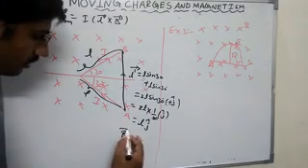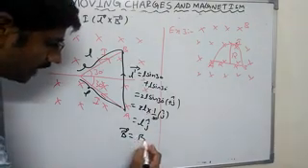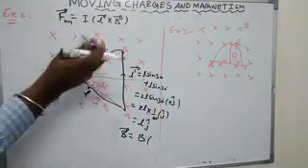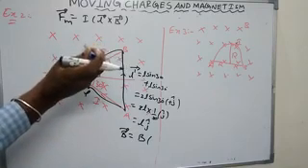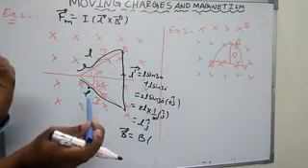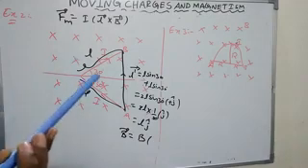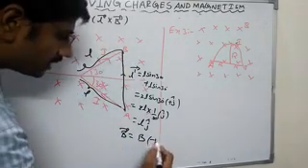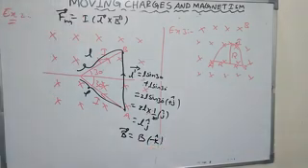Magnetic field is what? B bar, the magnitude is B. The magnetic field is perpendicular into the board. Into the board is the negative z-axis, and perpendicular out of the board is the positive z-axis. Negative z-axis means what? Minus k cap.